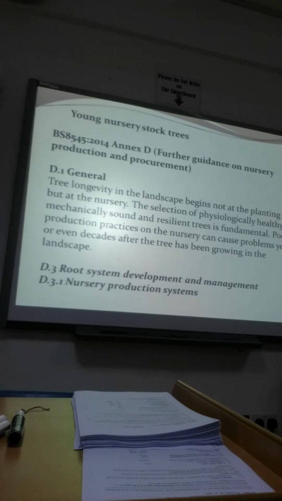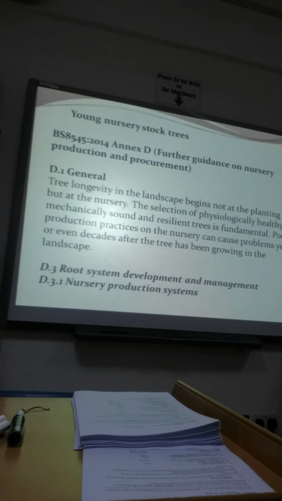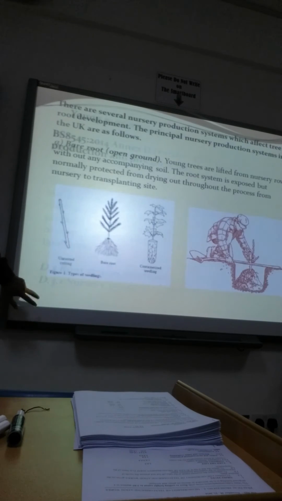Therefore, this is the British Standards 8545 series of 2014, Annex D, where this is the guidance on nursery production and procurement. How can you produce, and how can you procure? Therefore, this is the guidance, the guidelines. Tree longevity in the landscape begins not at a planting site, but at a nursery. Then we are to understand what a root system is. It will be explained later.